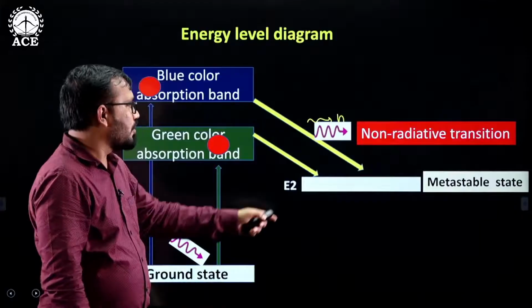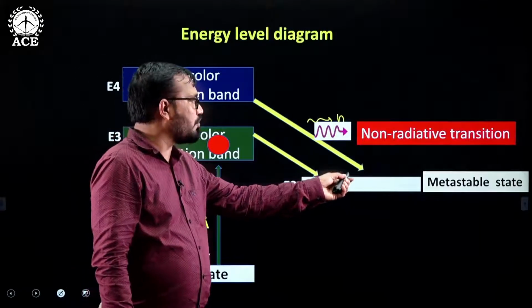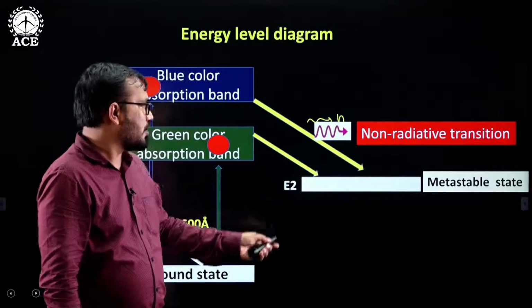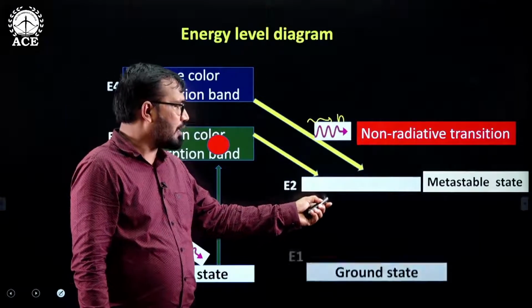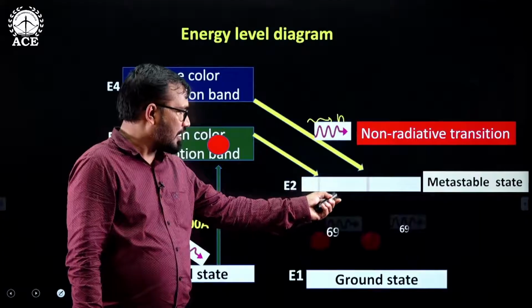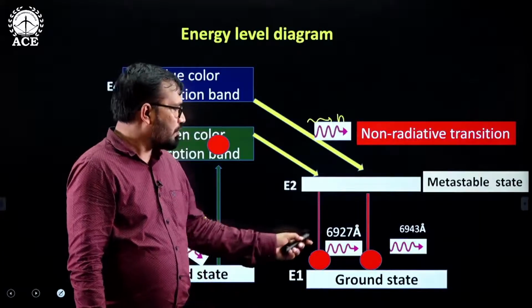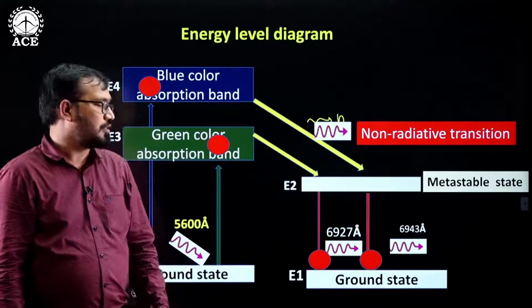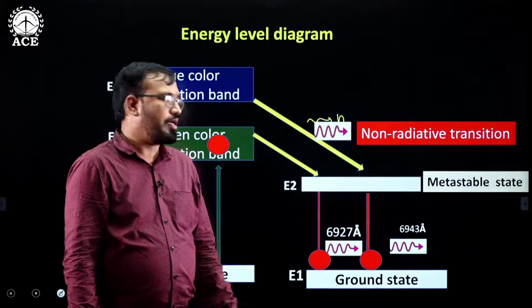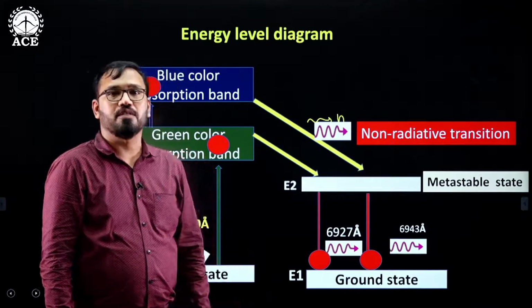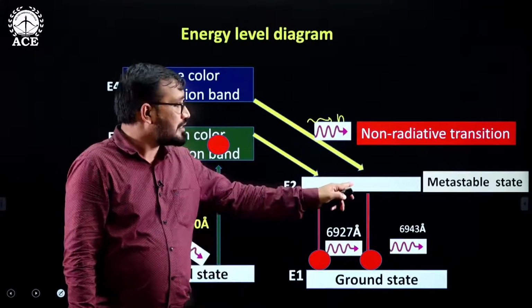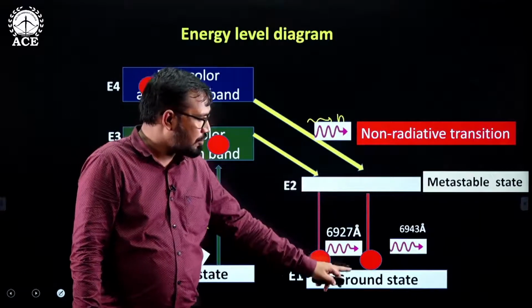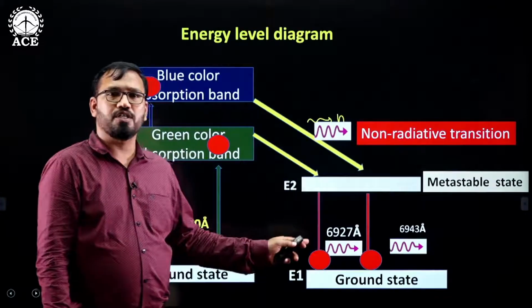Once the atoms reach the metastable state, you will have a greater number of atoms, so you achieve population inversion. Once population inversion is achieved, what happens? Lasing action takes place, meaning these atoms come down to the ground state. So we get two kinds of wavelengths, 6927 angstrom and 6943 angstrom. These are the two wavelength laser beams emitted during the transition of atoms from the metastable state to the ground state.